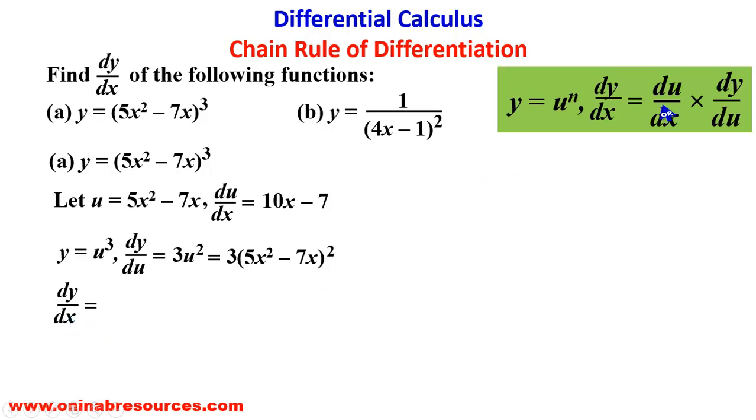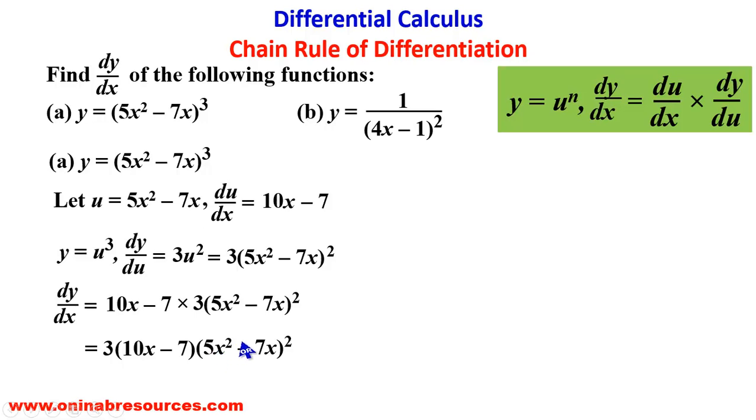We then go ahead to find our dy/dx. The dy/dx is a product of du/dx and dy/du, which is 10x minus 7, multiplied by dy/du, which is 3 into 5x squared minus 7x all to the power of 2. We can then simplify further. We have our 3, put this in bracket, 10x minus 7 in bracket, then we are left with this open bracket 5x squared minus 7x all to the power of 2. This is the highest we can simplify, and this is the end of the solution to the A part of the problem.